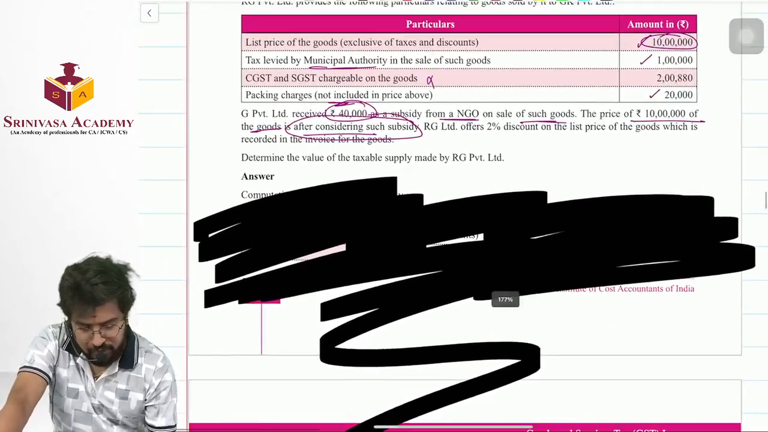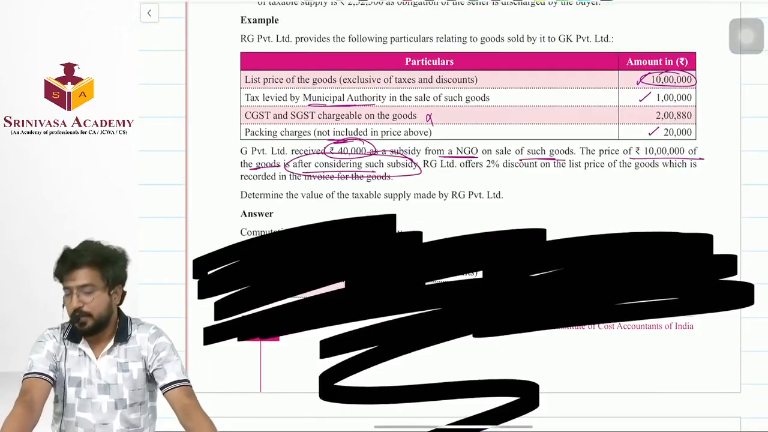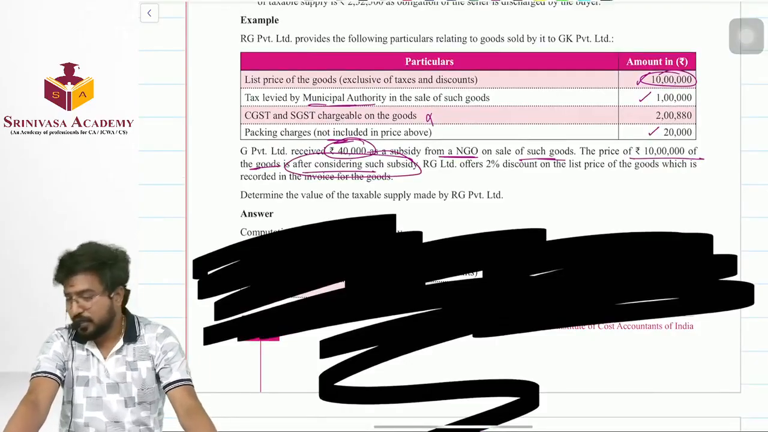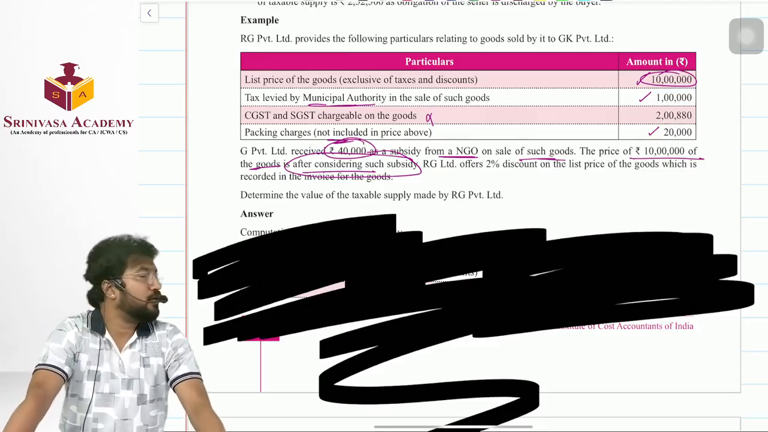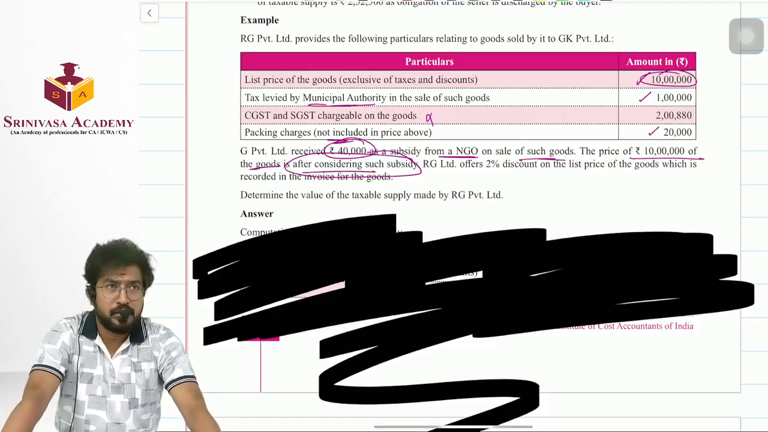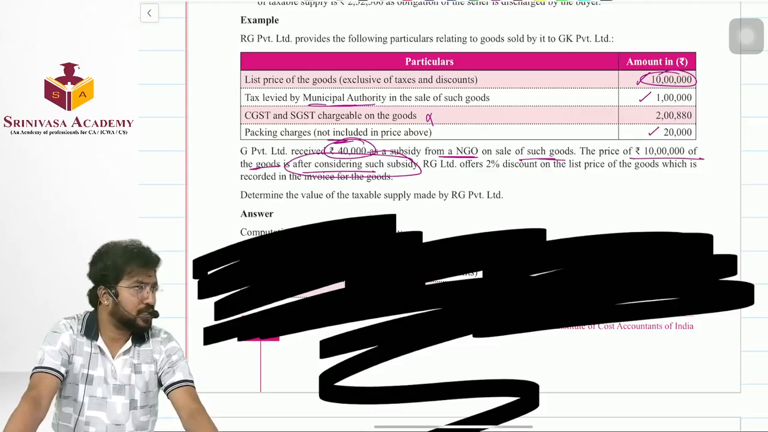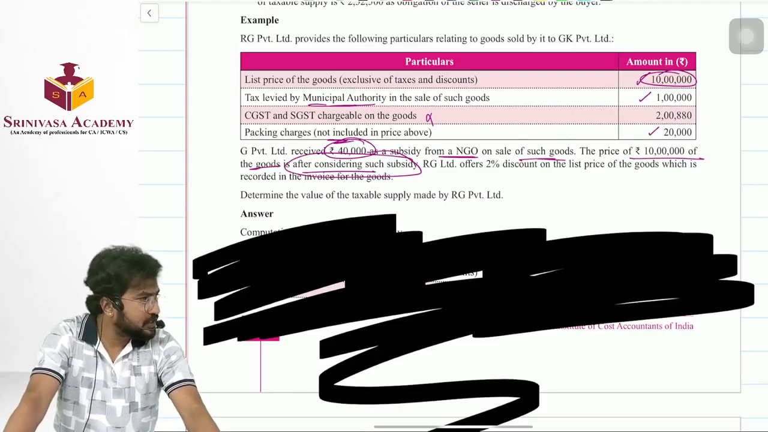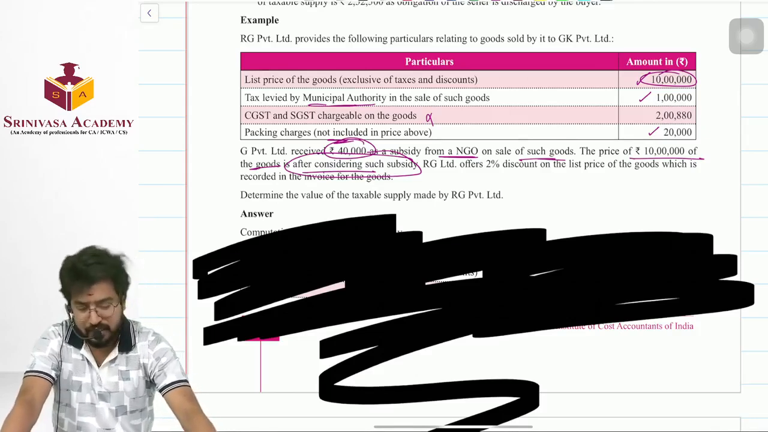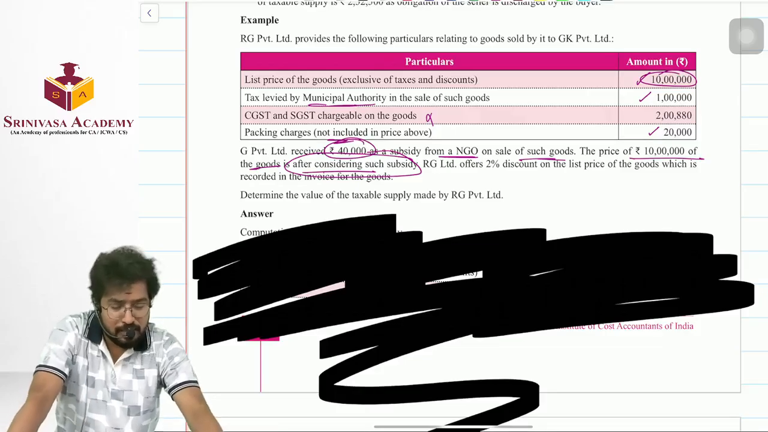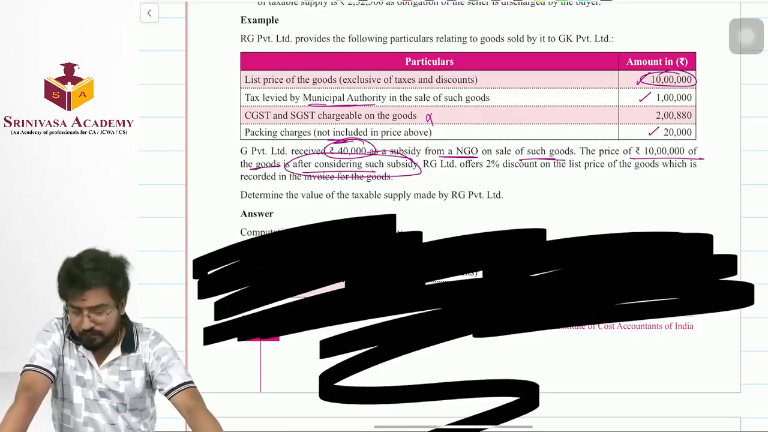So now you tell me, what should we do here? Subsidy. Is it already included or not included? Online fellows respond, included, yes or no? Just type yes or no. Included or not included? Not included. Correct? Is it linked to price? Yes, because there is no negative statement here, like not linked to price. And it is received from central government and state government? No. That means you should add this. Okay, we should add back that. Super, we will add that. So 10 lakh plus 1 lakh plus 20,000 plus 40,000. Total how much? 11 lakh.